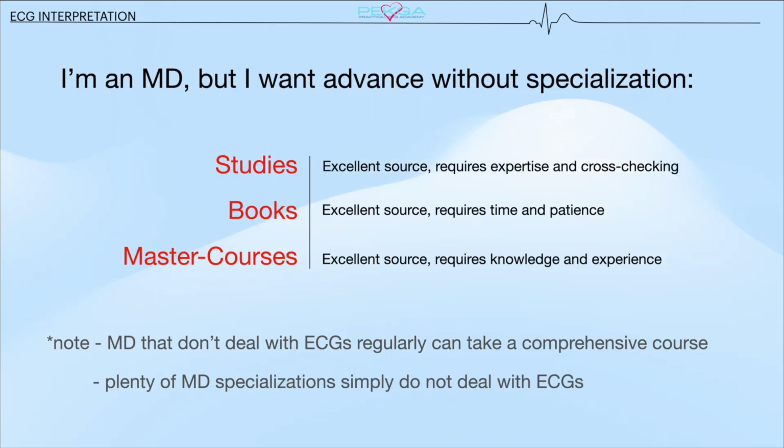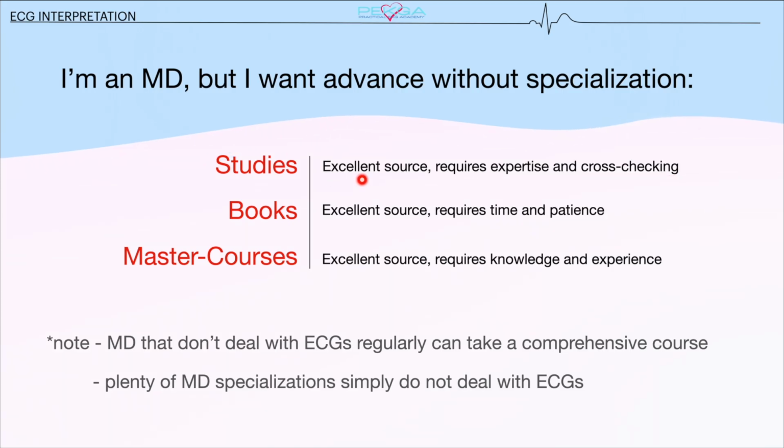Let's keep going. So let's say you are a doctor, right? You want to advance in the ECG interpretation, but you don't want to do a specialization. So what can you do? You're probably aware of this, but you can read studies. These are an excellent source, right? There's nothing better. But it requires expertise, and it does require cross-checking.